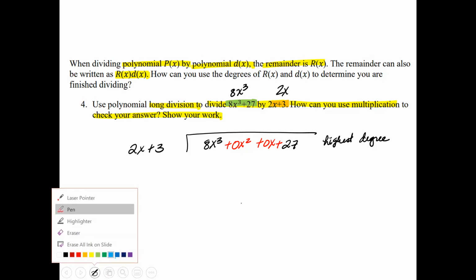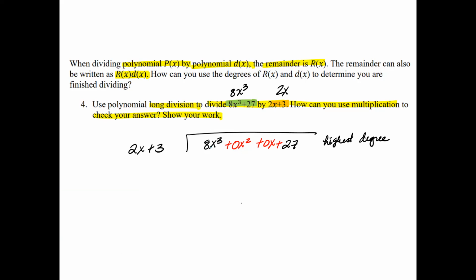Okay, so looking at this part right here, we're going to go ahead and divide it. Our goal is to cancel the 8x cubed. How do I make that 2x times what give me an 8x cubed? There's 1x, so I need 2 more x's, right? And then 2 times what gives me 8? It's going to be a 4. So that's how you determine that.